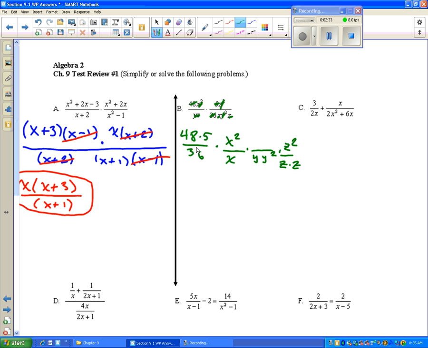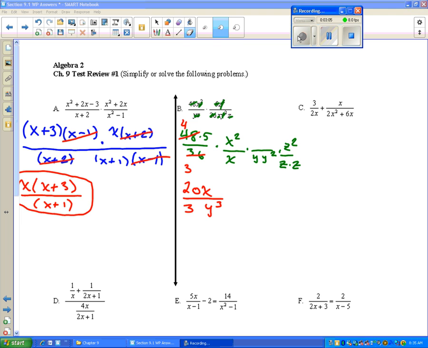So let's reduce 36 and 48. 12 would go into 48 4 times. 12 goes into 36 3 times. So this is going to be 20 over 3. X squared divided by x gives me an x in the numerator. Y times y squared is a y cubed in the denominator. And so my z's actually cancel. So that should be my answer.